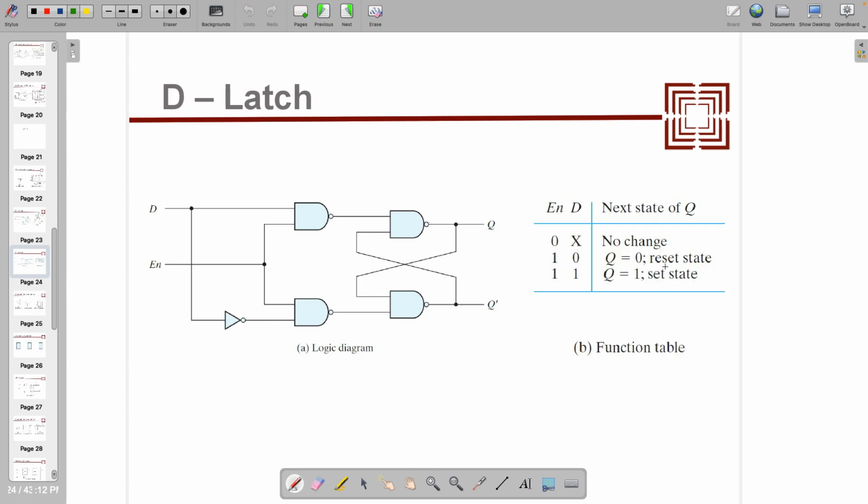So same thing is written over here. So whatever D is there, same will be transferred other side, right? So it doesn't matter. So if you want to set, make D equal to 1, so Q equal to 1. If it is 0, the output is again 0, right?